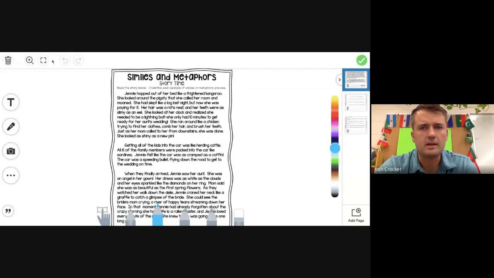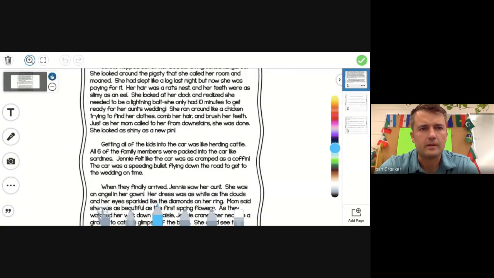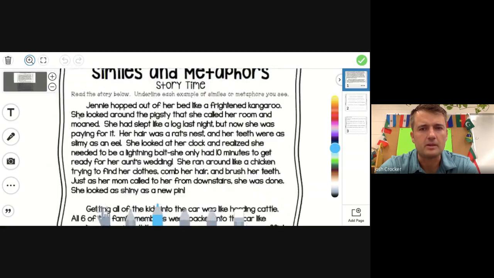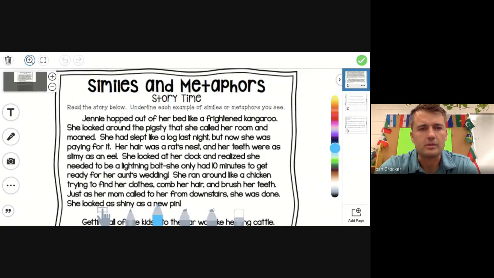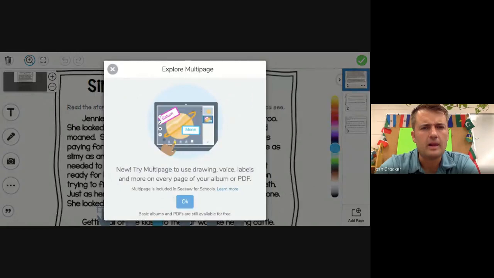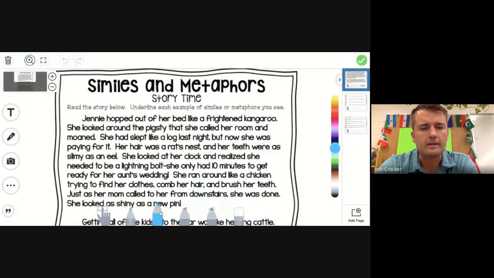So I'm going to switch over here to where I am sharing my screen with you, and what you are seeing is a Seesaw assignment, right? This is just an assignment that I made for me to do this. This is not what you'll actually be doing. But I want to go through this story with you and just show you similes and metaphors and talk about what they are, what they mean. So let's go ahead and get started here.